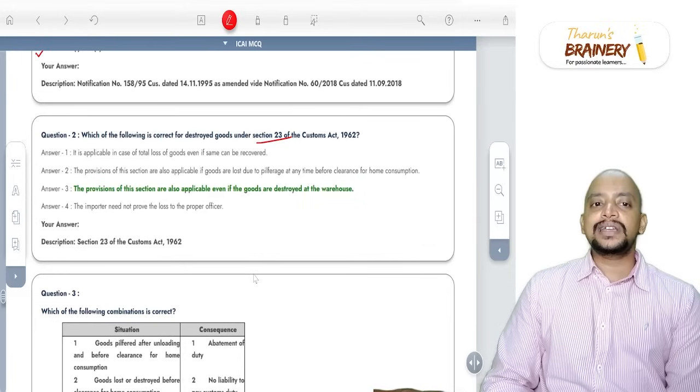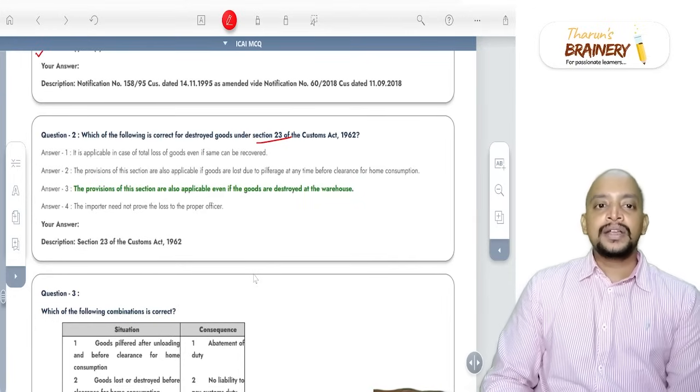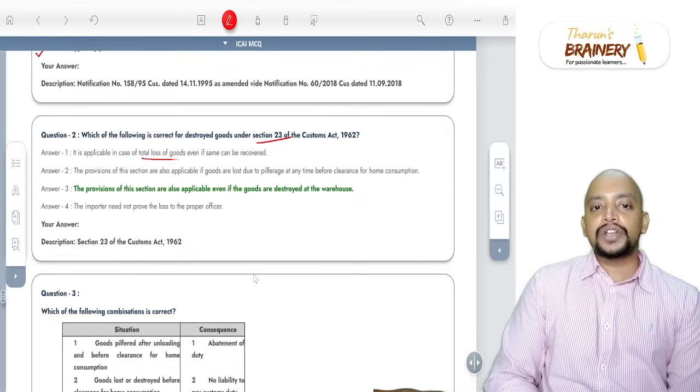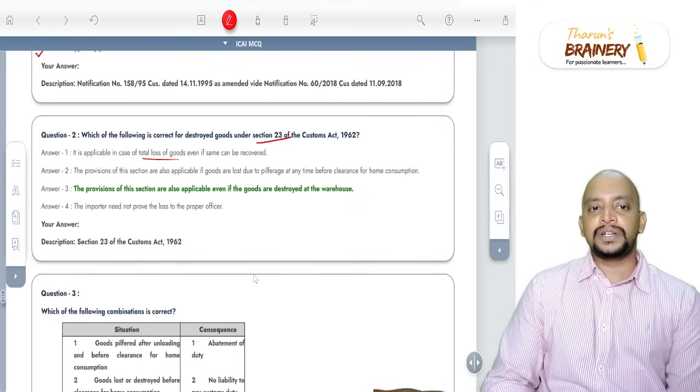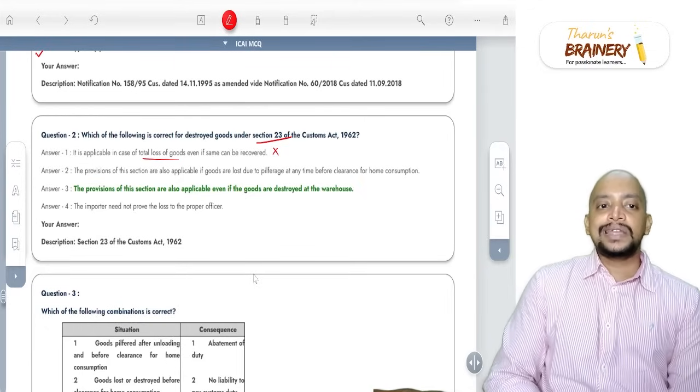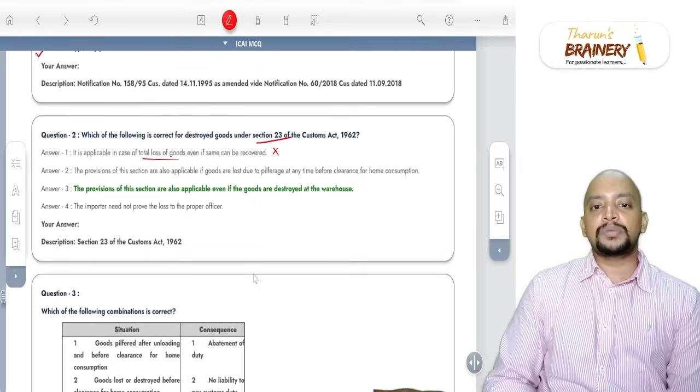Section 23 is applicable in case of remission of duty when the goods are lost, destroyed or abandoned. So if it is applicable for total loss of goods, even if the same can be recovered, no, if the same can be recovered, it does not mean it is destroyed. So it will not be the case. Then the provisions of this section are also applicable if the goods lost due to pilferage. Pilferage, we have a different section, section 13.